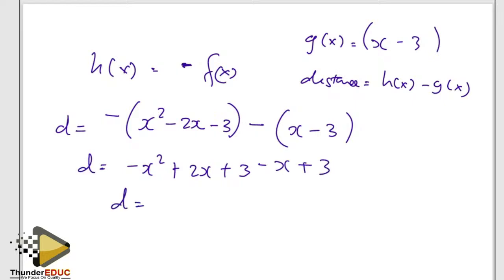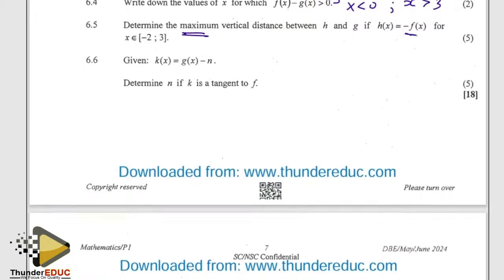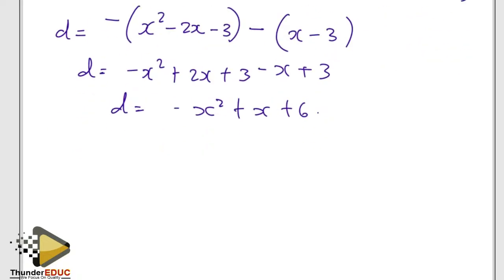Okay, distance at any point, negative x squared plus x plus 6. Now what is the question asking for? They want the maximum. So if ever they ask for maximum, there are two ways. We can use calculus, the application of calculus, where we find the first derivative and then solve for x. Or we can use the turning point approach.